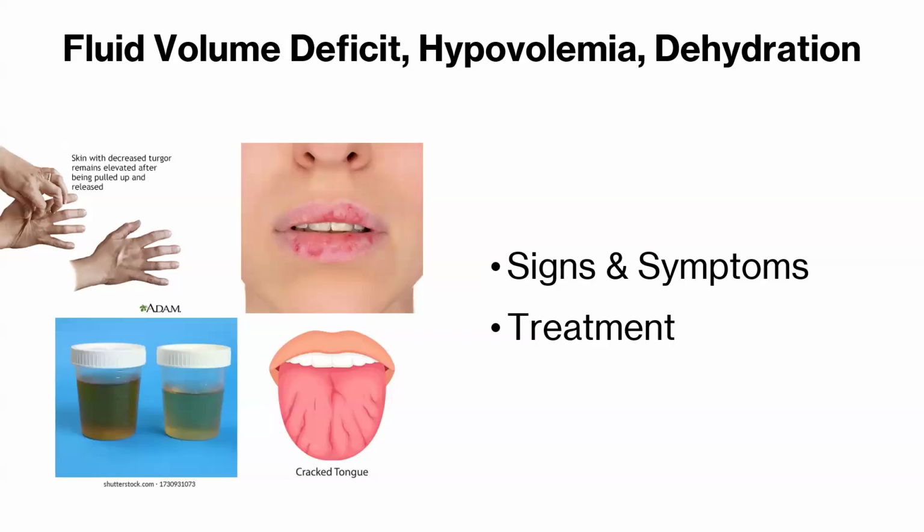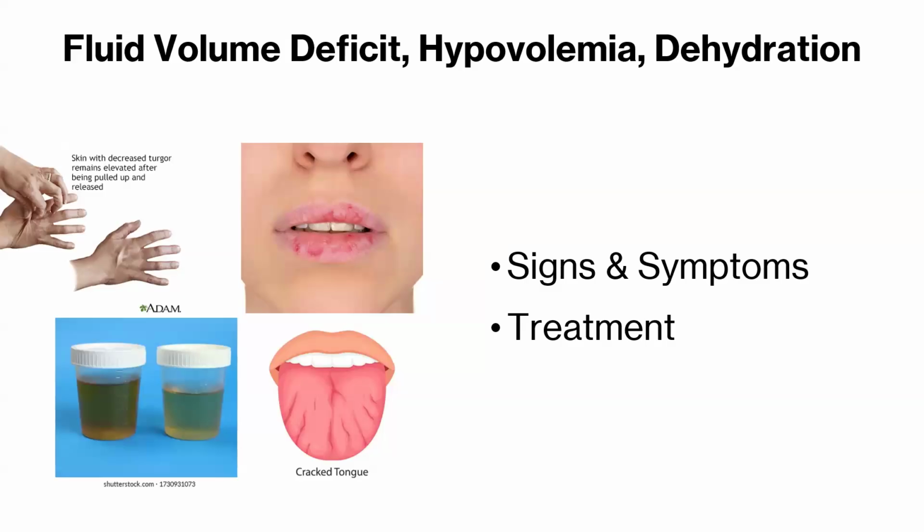If they have orthostatic hypotension, that's another thing to check. Remember, orthostatic hypotension is when their blood pressure drops by 20 millimeters of mercury when they stand, or when they go from a laying position to a sitting position. Do they have thick saliva? Are they thirsty? Now, remember, your older adult with dementia or Alzheimer's may not be able to express thirst.